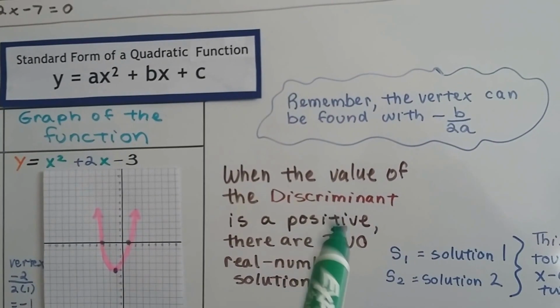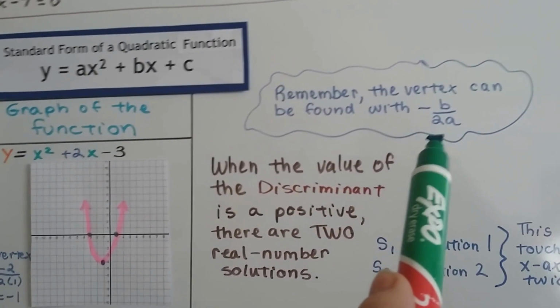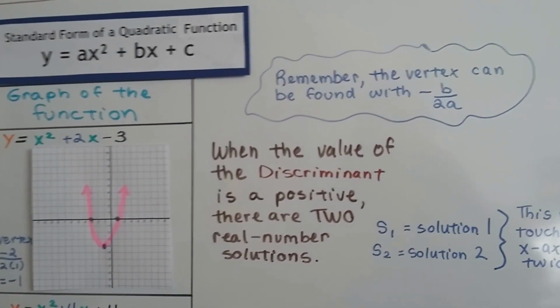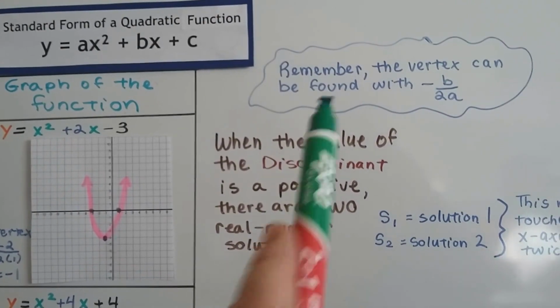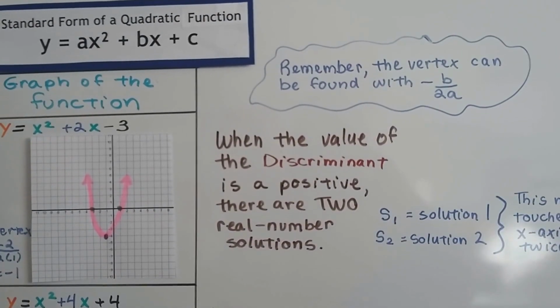And remember, the vertex can be found with negative b divided by 2a. We did that a few videos ago. If you don't know what I'm talking about, you shouldn't be in this video.